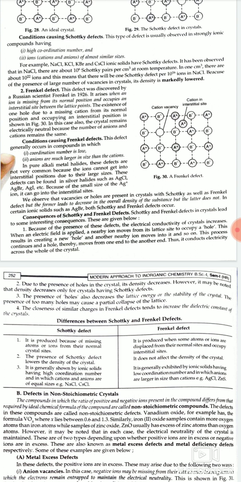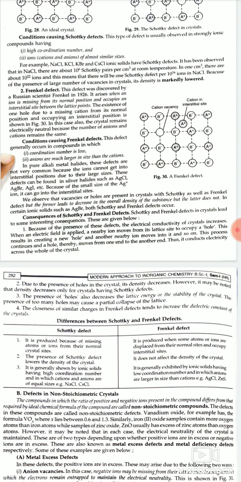Now next is the difference between Schottky and Frenkel defects. Schottky defect: firstly, it is produced because of missing atoms or ions from their normal crystal sites. In Frenkel defect, it is produced when some atoms or ions are displaced from their normal sites and occupy interstitial sites. Secondly, the presence of Schottky defect lowers the density of the crystal, and in Frenkel defect, the density of the crystal is not affected.